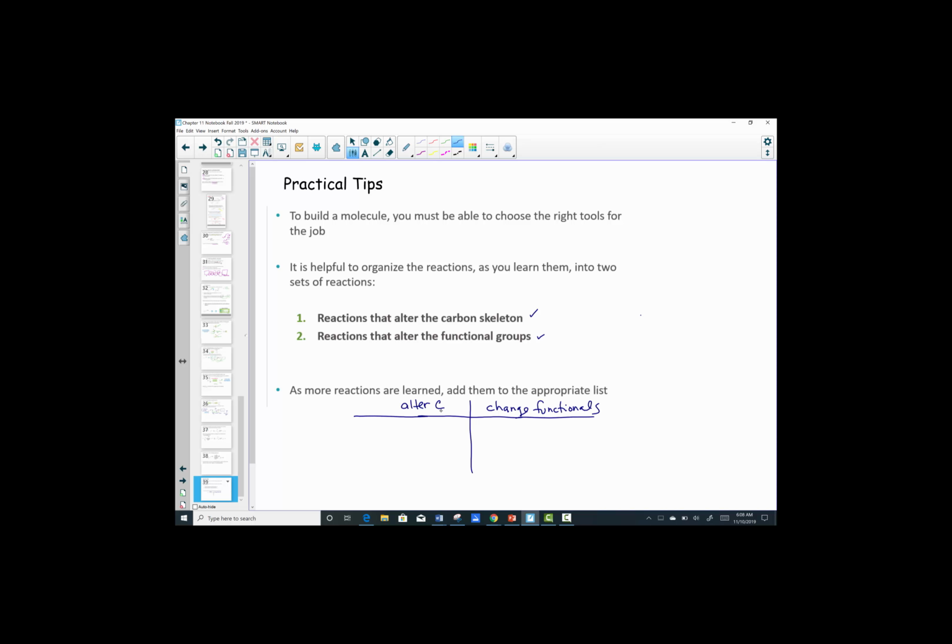So if you're adding or subtracting carbon, what are those reagents that do that? Are you changing functional groups? What are those reagents that do that, and how do they do that? And that's going to be your key in organizing your synthesis.